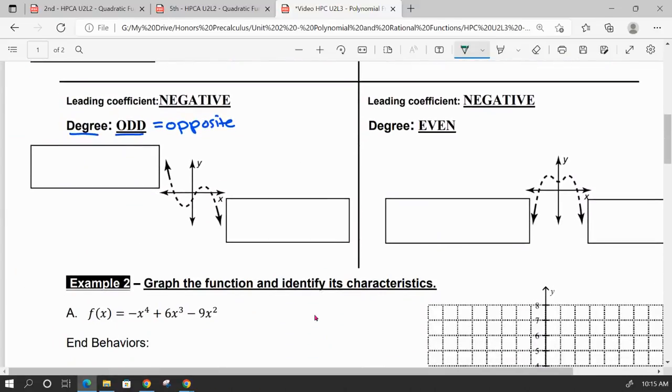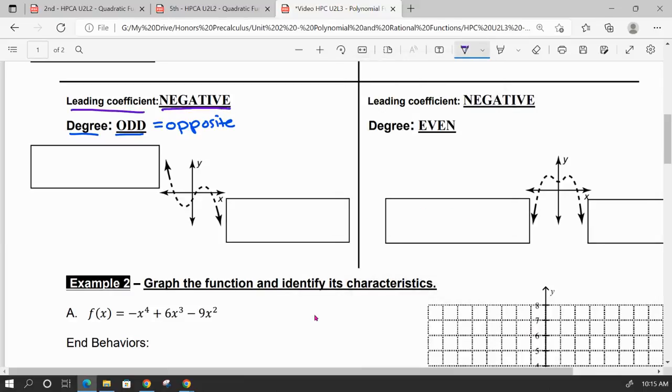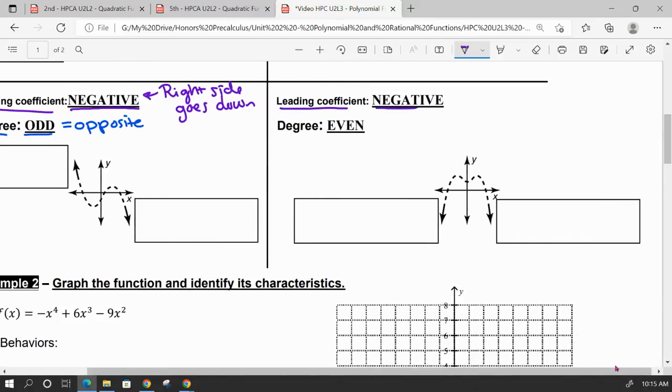If your leading coefficient is negative, that tells you that the right side of the graph goes down. Whether the degree is even or odd, if the leading coefficient is negative, that tells you the right side goes down.